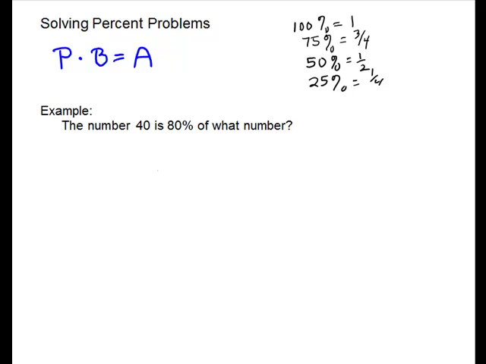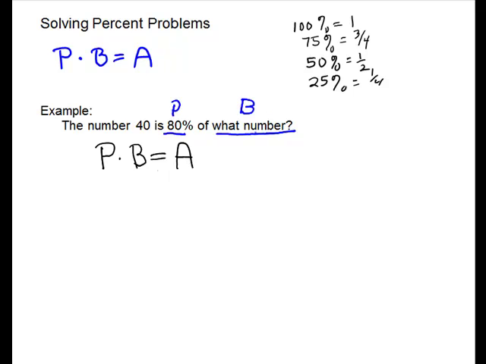The number 40 is 80% of what number? So first I would write my formula, P times B equals A, and then look for your pieces. So let's look for the percent. Easy to find. It has the percent symbol. So that's our P. Continuing reading after the percent to find your base. So it says 80% of what number? This time our base is the piece we don't know.